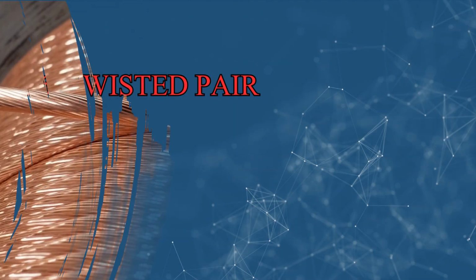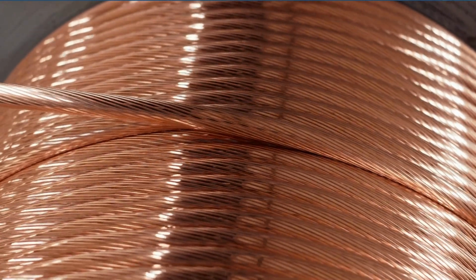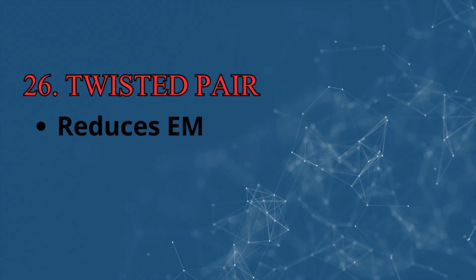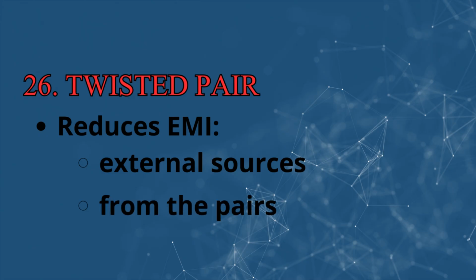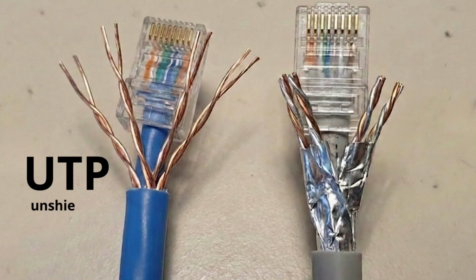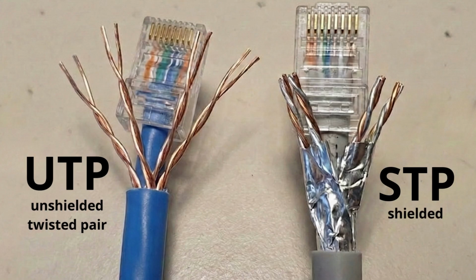Number 26. Twisted pair. This is the most common type of copper cable used in Ethernet networks. Inside the cable there are 8 wires twisted together into 4 pairs. The fact that they are twisted is the most important thing here because it allows reducing electromagnetic interference from external sources. And it also reduces interference from the pairs inside the cable, which is called crosstalk. And just very quickly, there are two types of twisted pair cables. UTP, which stands for unshielded twisted pair, has no additional shielding, and this one is the most common. And we have also STP, shielded twisted pair, which is less common and used for very noisy environments.